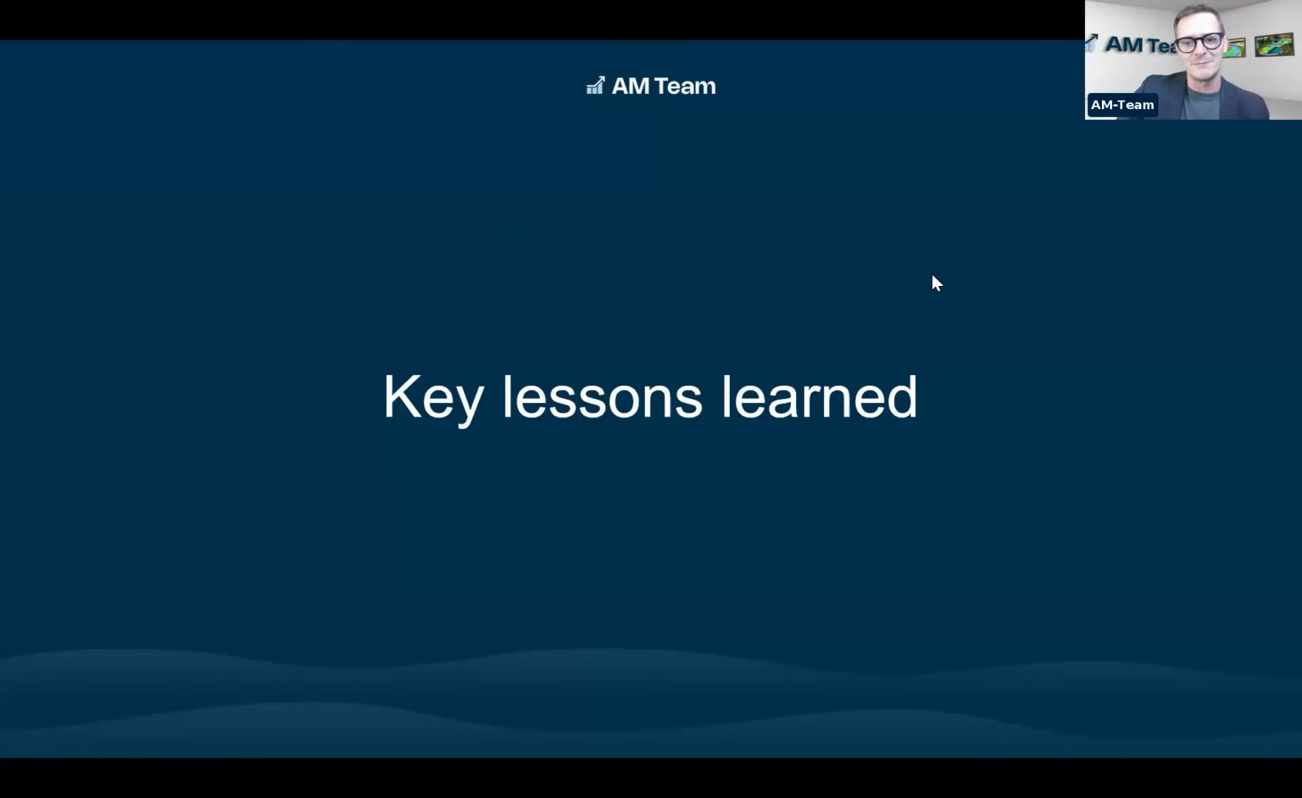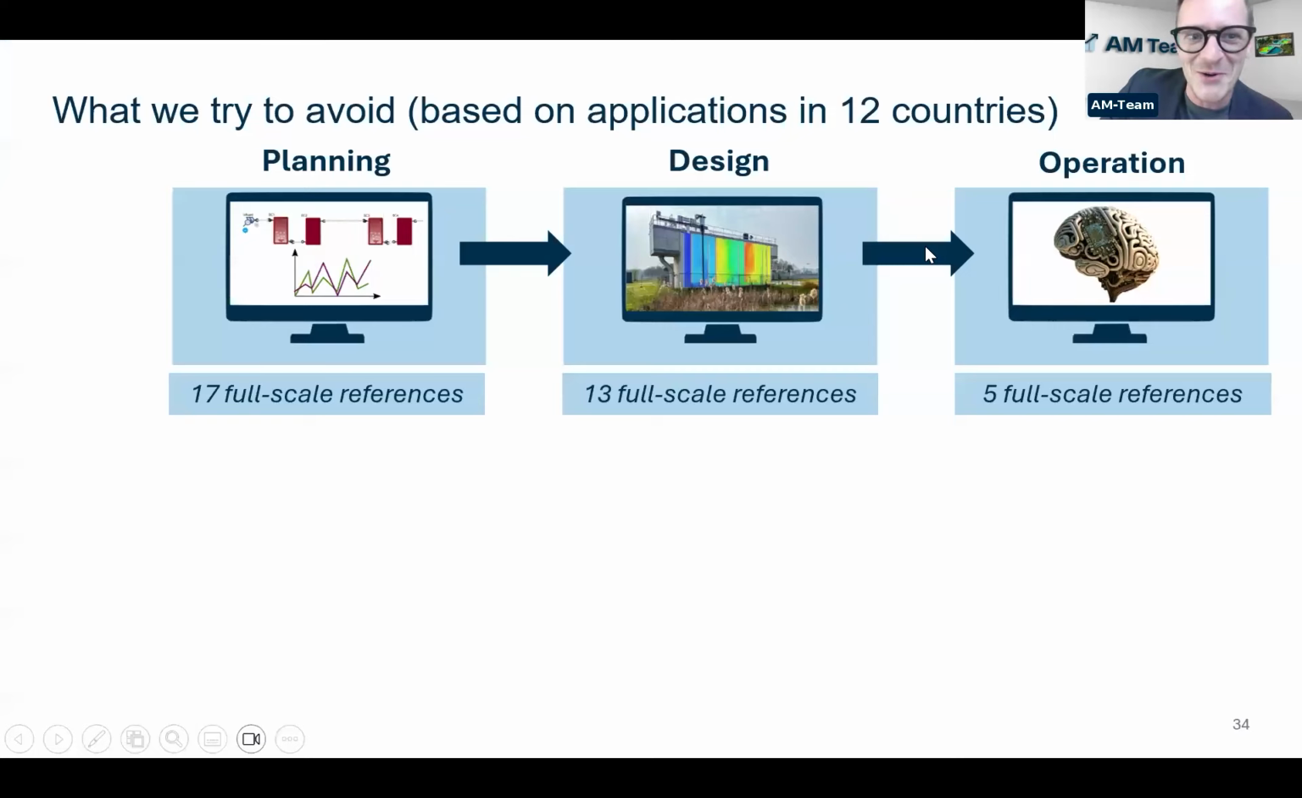So some key lessons learned based on the years of applications of AMOZONE. To give you an idea, I have added the estimation of the number of references for each of the designs, each of the stages. So you can see that we have assisted 17 full-scale plants in the planning stage with virtual piloting. We have supported the design of 13 full-scale plants, and also now we are working on 5 digital twins. The first one will go online very soon, for the smart operation.